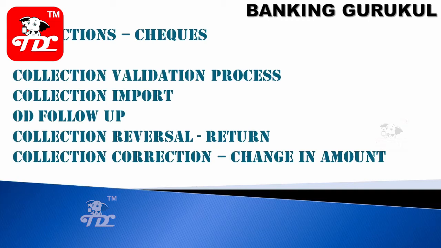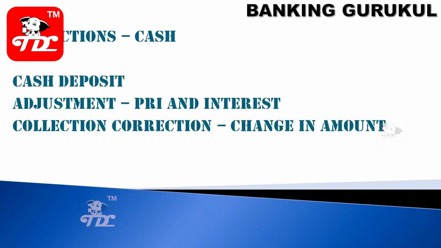Sometimes there are collection reversals. Because of some technical reason, collections can be reversed. Then we have to reverse the entire file and regenerate a new file. Or there are collection corrections. Instead of 1000 rupees, if he has deposited 500 rupees, then you have to change the amount and do the correction.